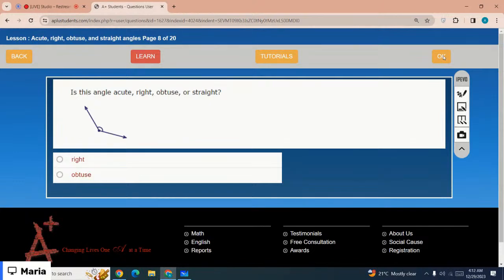Is this angle acute, right, obtuse, or straight? Which is the correct option? Yes, that is an obtuse angle. Okay, you can complete the lesson by yourself later today. Let me just move on to the next lesson.